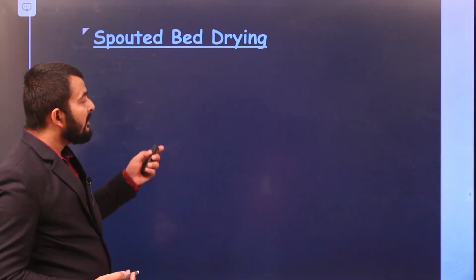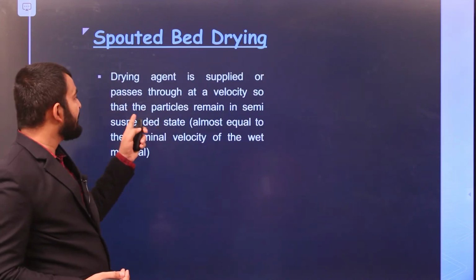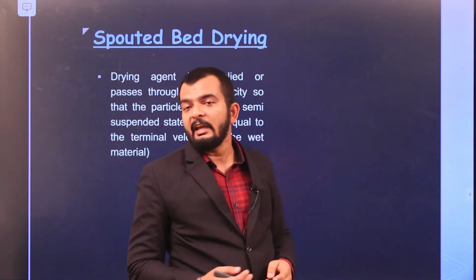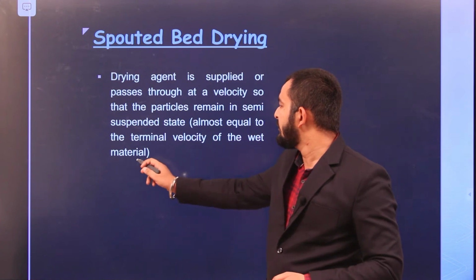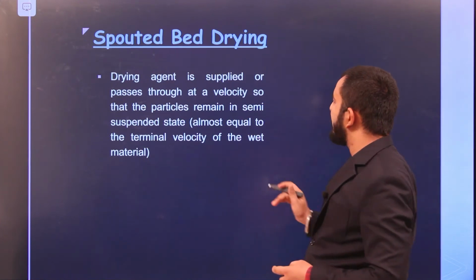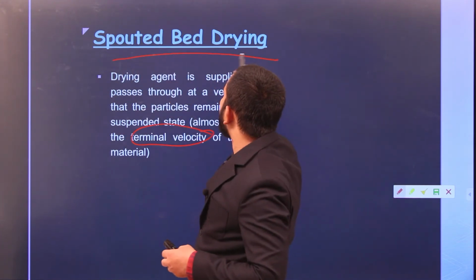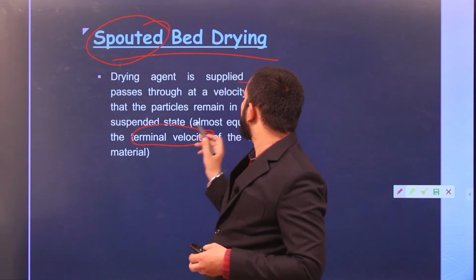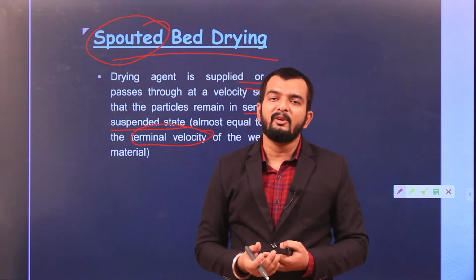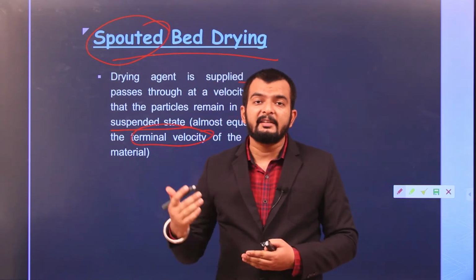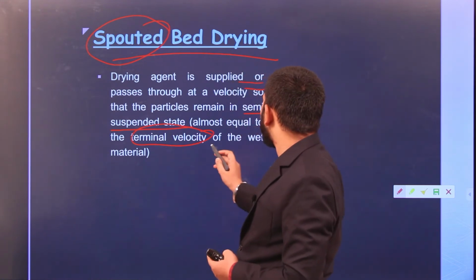Moving on to the next, we have spouted bed drying. Now in the case of spouted bed drying, the drying agent is supplied at a velocity such that the particles remain in a semi-suspended state, almost equal to the terminal velocity of the wet material. As we have discussed earlier, what is the terminal velocity? In spouted bed drying, the grains will remain in a state of semi-suspension. What that means is that the velocity of the air being supplied as the drying agent is equal to the terminal velocity of the wet grains.